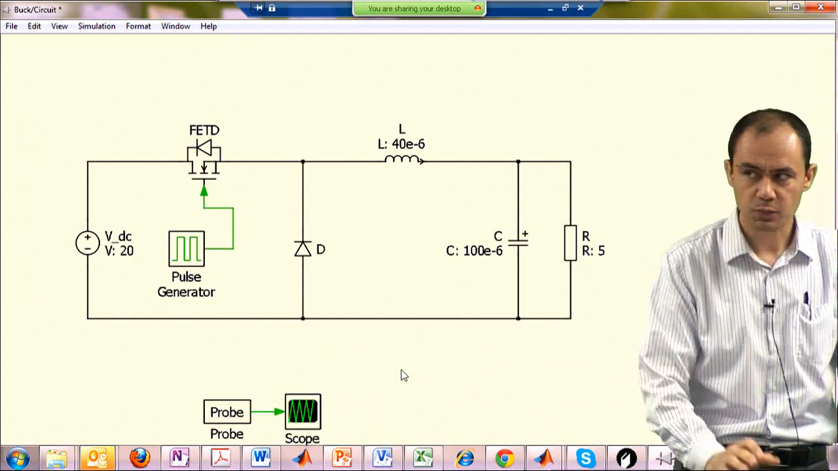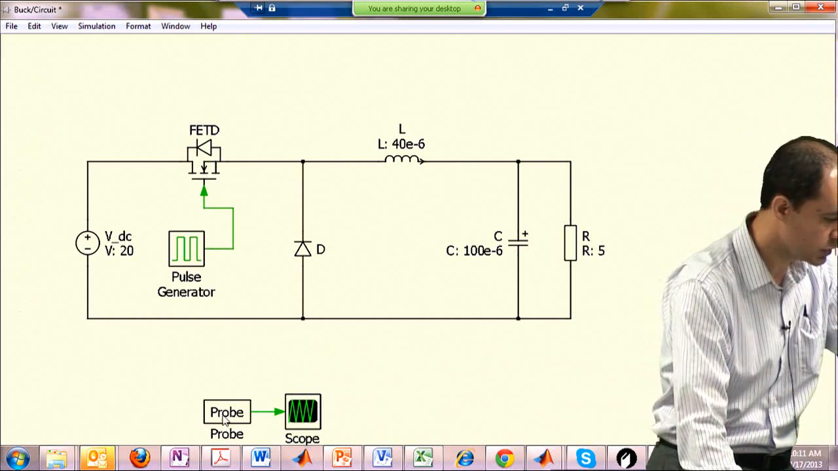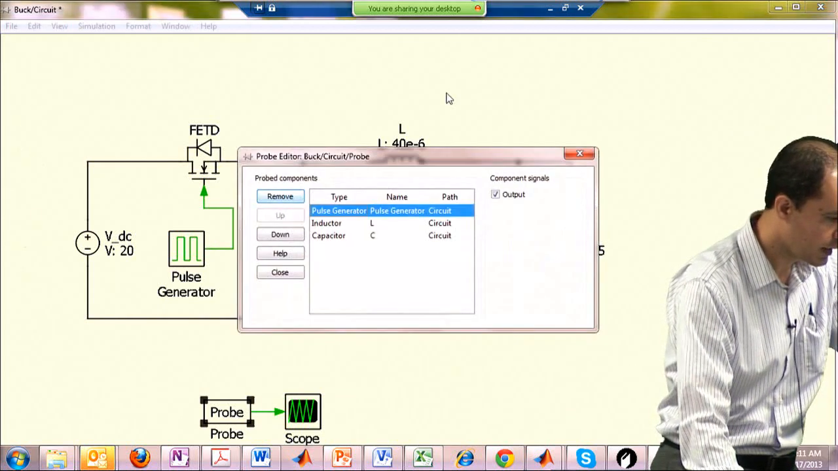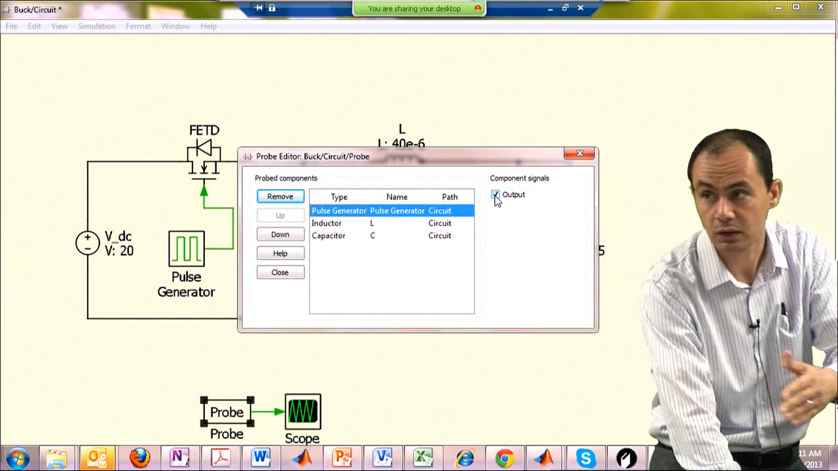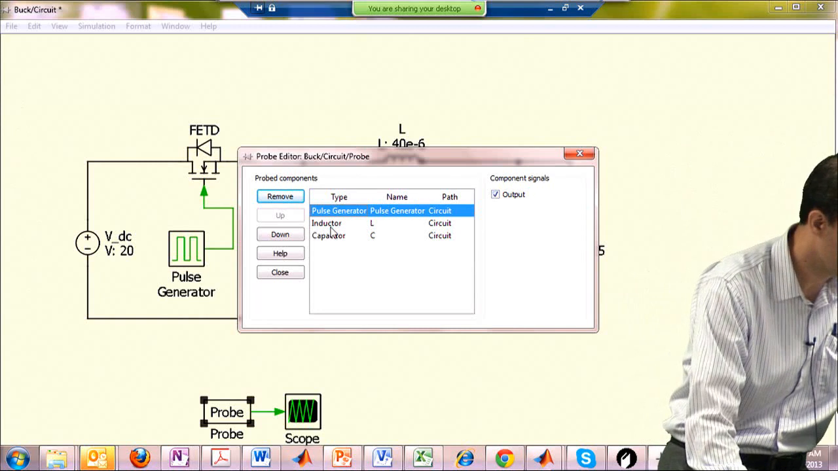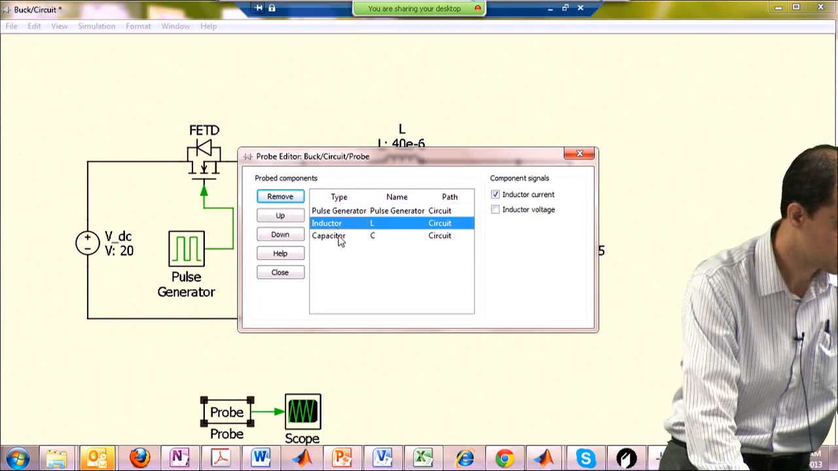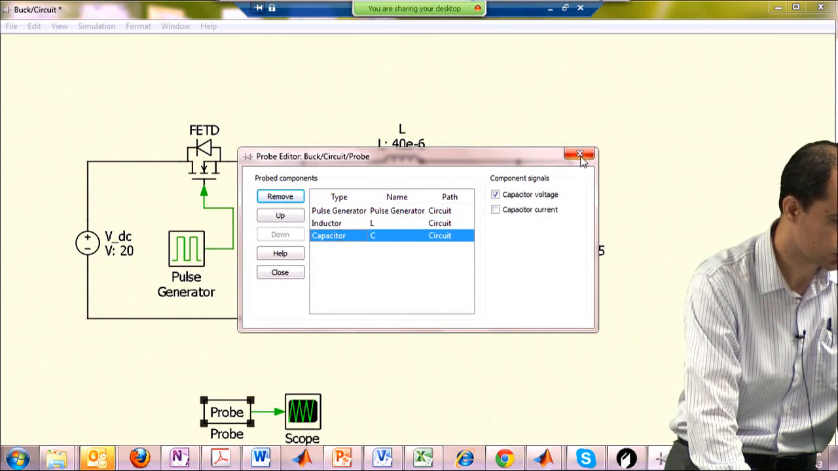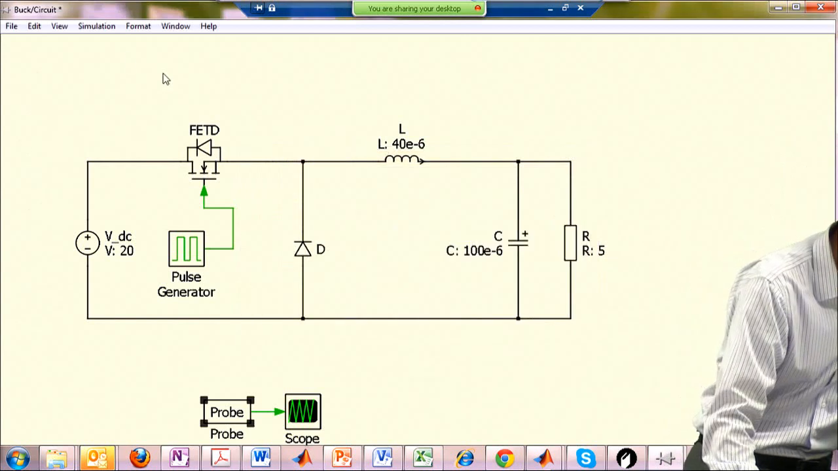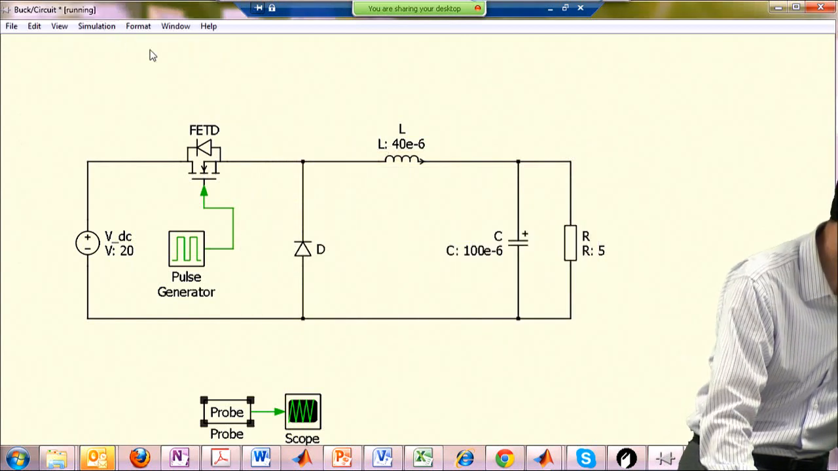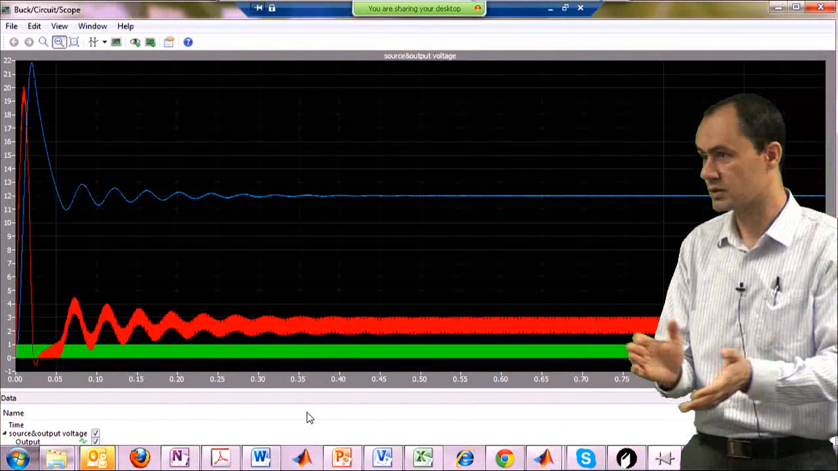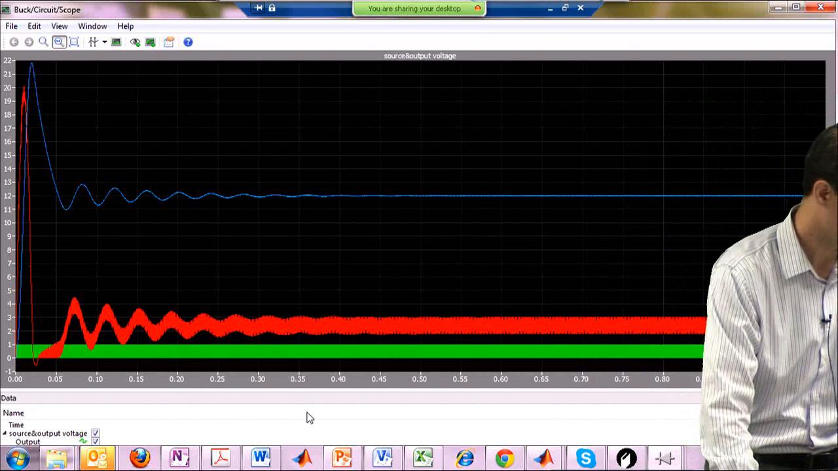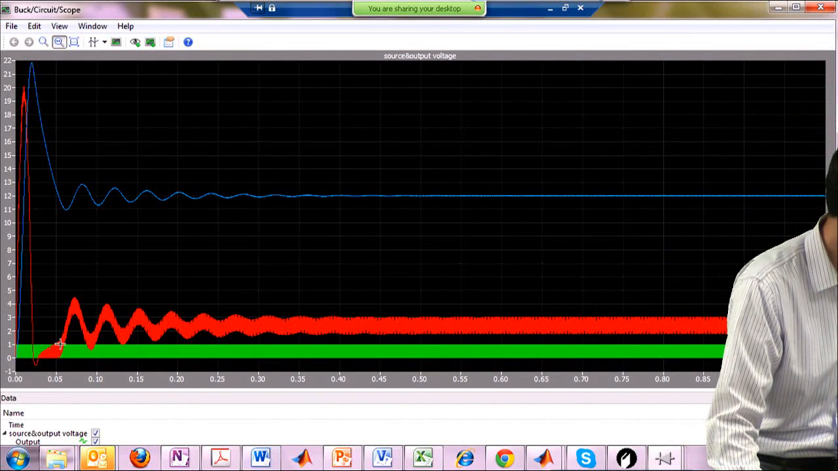And in the end, you want to watch a bunch of waveforms, so you can create a probe. In this probe, I am looking at the pulse generator output to see the status of my switch, the inductor current, and the capacitor voltage. All right, so let's run it. You go to simulation and start, and then just double click on this oscilloscope, and you have all the waveforms that you need.